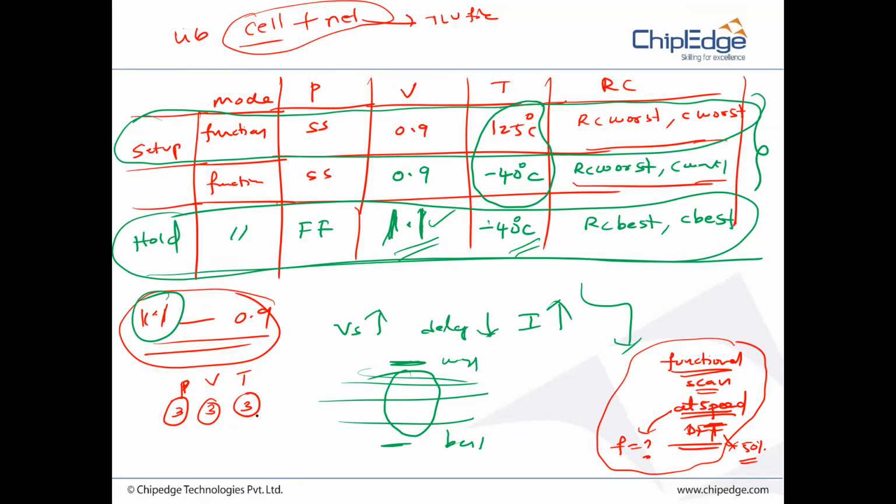Then you have RC best, RC worst, RC nominal, and C best, C worst, C nominal. How many options do you have here again? 6. Yes or no? So if you multiply all these things, how many options are you getting here?